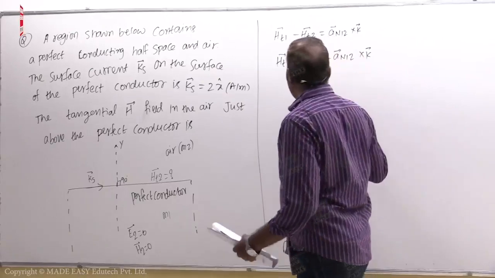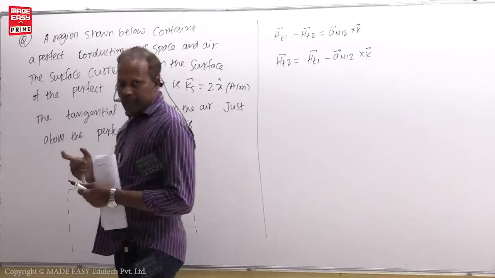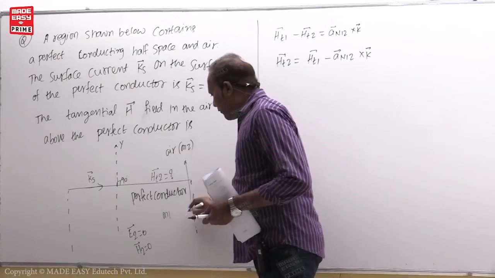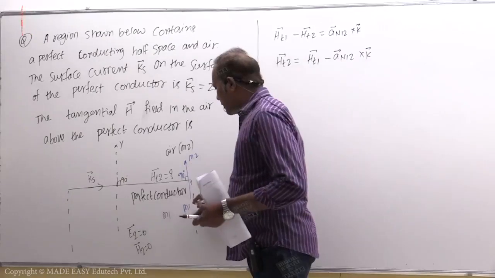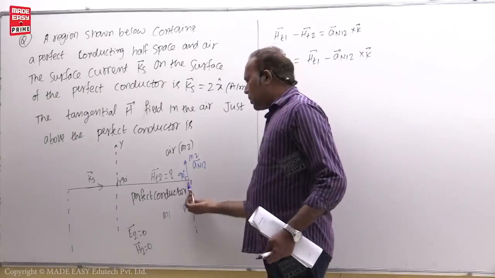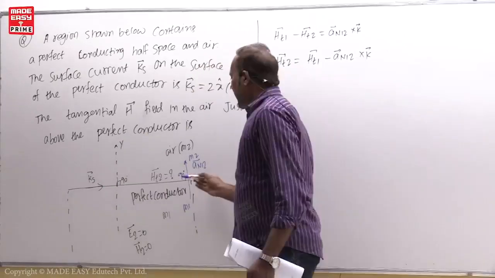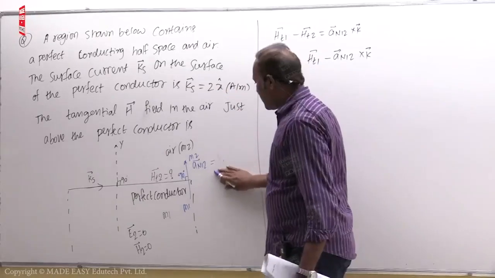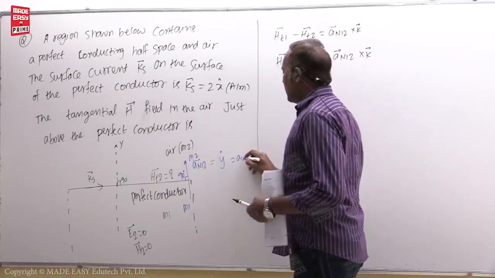Now what is an12 bar? You have to remember the definition of an12 bar. an12 bar means the normal unit vector to the boundary surface going from medium 1 to medium 2, making 90 degrees to this boundary surface. That is the definition of an12 bar. Now upwards it is given as the y axis, so that is ay cap, and here x cap, y cap, z cap notation is used, so it is y cap, which is nothing but ay cap only.